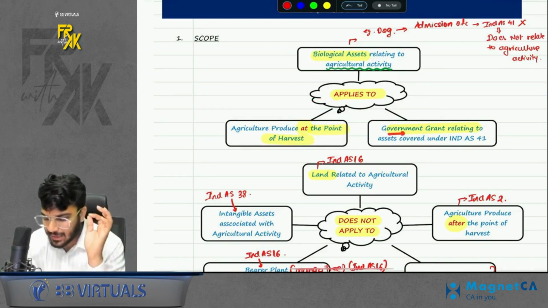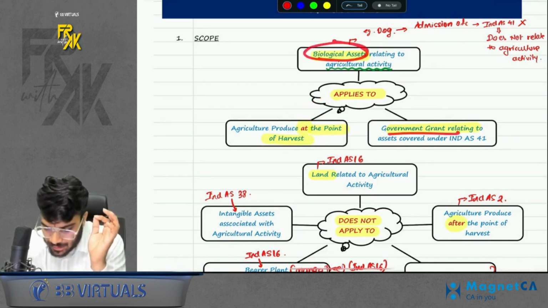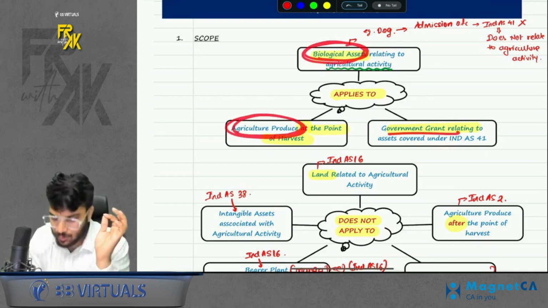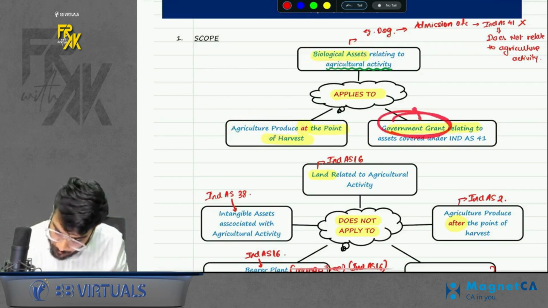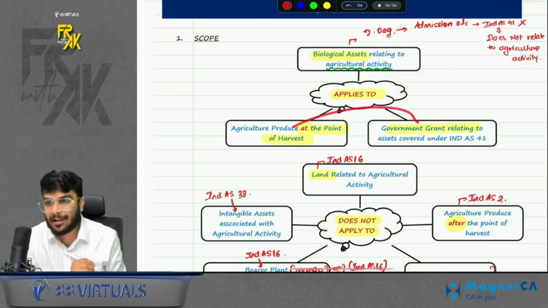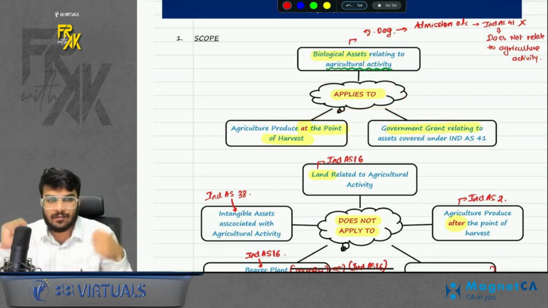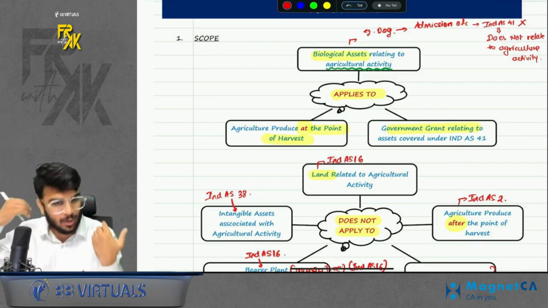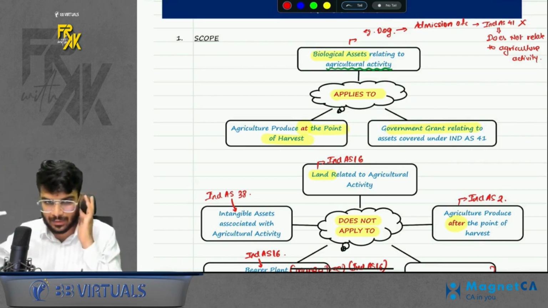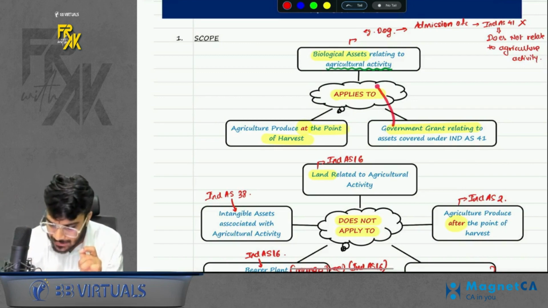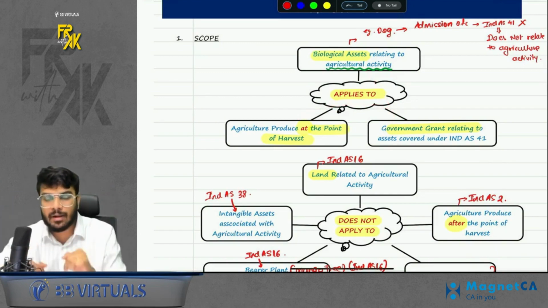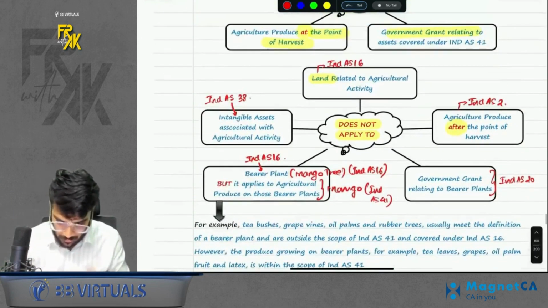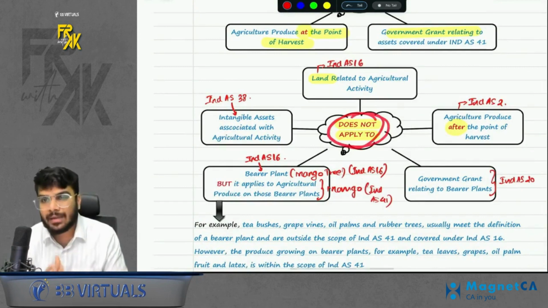And if you receive any government grant for this biological asset or for this agriculture produce, it is covered under Ind AS 41. That means grant received for normal assets, PP, intangible or any other thing, is covered under Ind AS 20. But government grant received for the assets of Ind AS 41 is also covered under Ind AS 41. Okay, chalo. Next. To whom it does not apply.